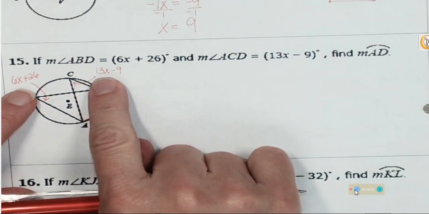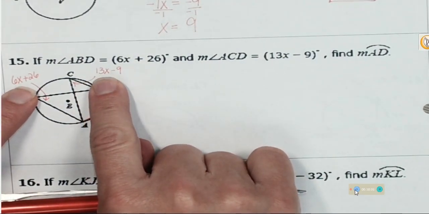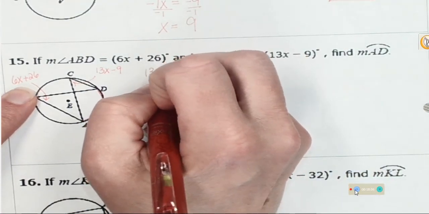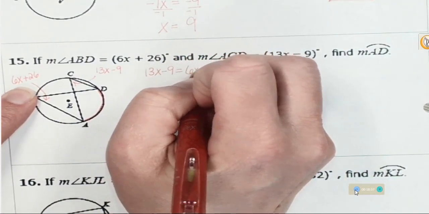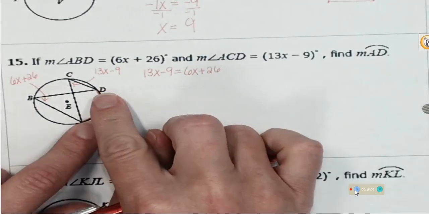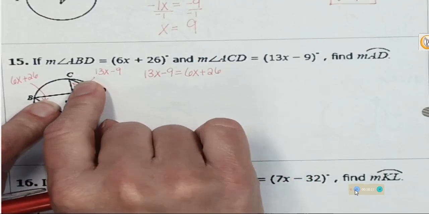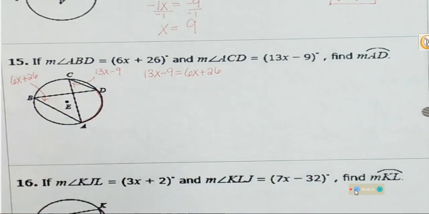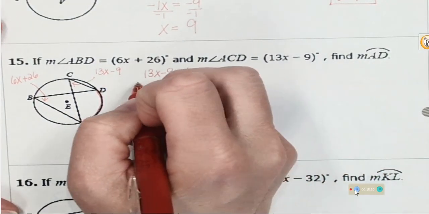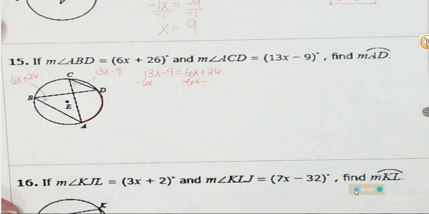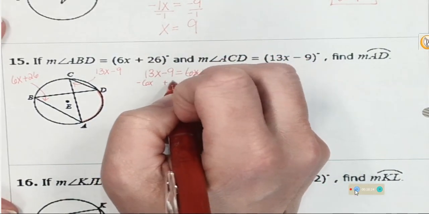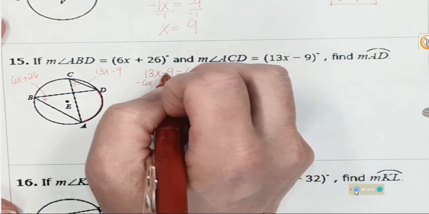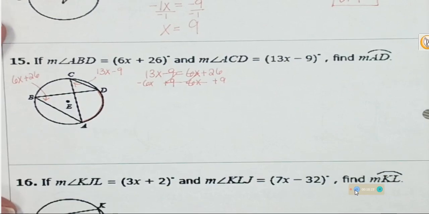So what do I do with these two things? They're equal. 13x minus 9 equals 6x plus 26. Very good. Because they open to the same arc, the two angles are congruent, and that means whatever they said they are is equal. So now, solve for x. I'm going to minus 6x on both sides. Inverses cancel. I'm going to add 9 because that's the inverse, and inverses are going to cancel.